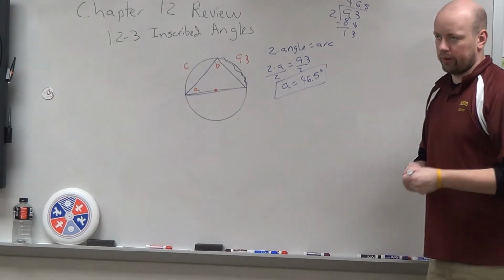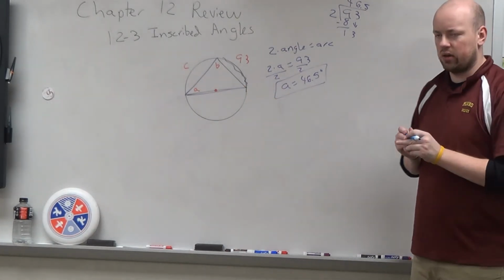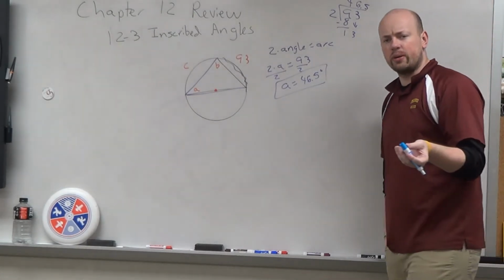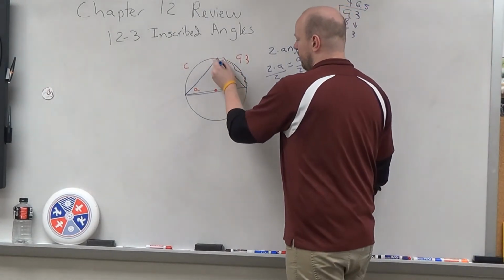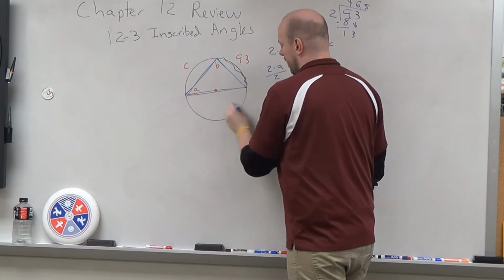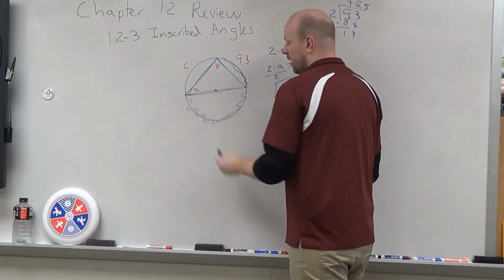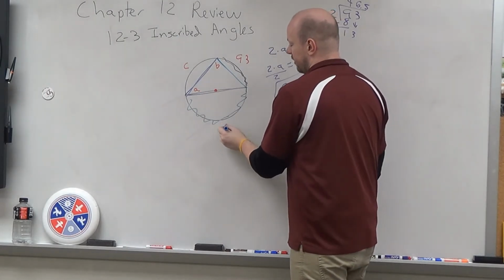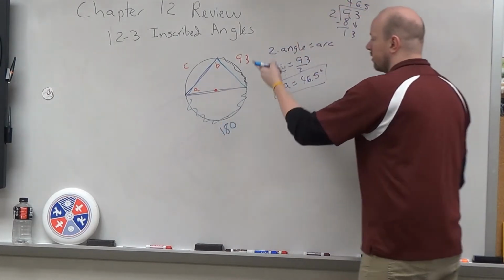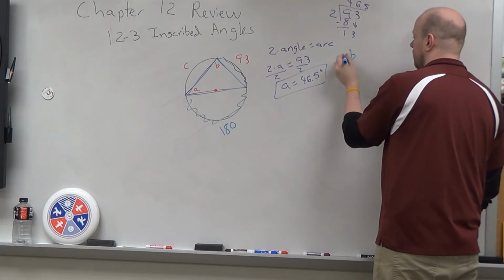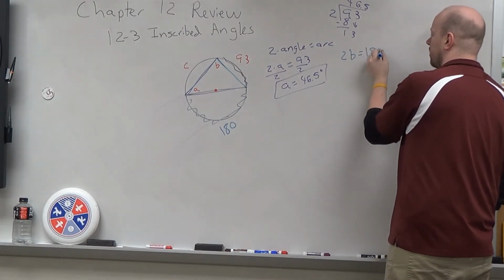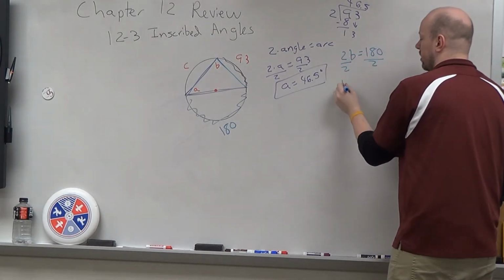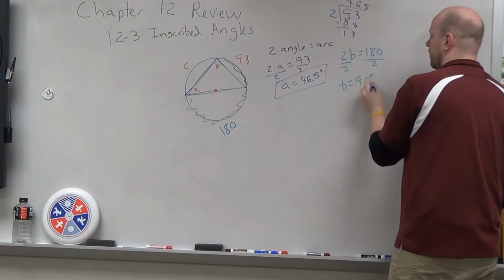These are a little trickier, but if we just think about it for a second, one of our theorems kind of tells us the answer. So B intercepts a semicircle. And a semicircle is half of a circle. Well, the whole circle is 360, half the circle has to be 180, so B has to be half of that. 2B equals 180, divided by 2, divided by 2, B has to equal 90 degrees.